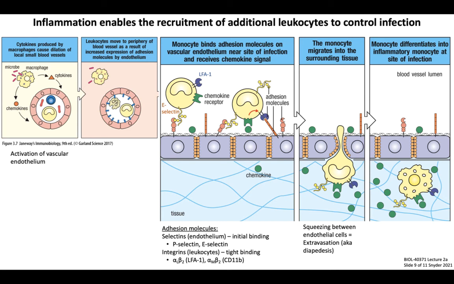And once stopped, the leukocyte can then squeeze in between endothelial cells in a process called extravasation, which we also refer to as diapedesis. And in this example, once a monocyte successfully enters the tissue, it then differentiates into a macrophage due to the presence of macrophage differentiation signals. And then it can carry out essential functions of phagocytes that we went over earlier in today's lecture.